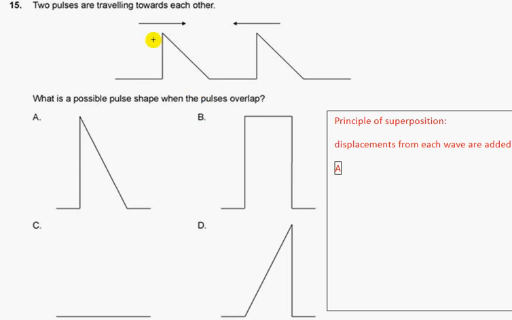Two pulses are traveling toward each other. What is a possible pulse shape when the pulses overlap? When they overlap, they will be identical, and we use the principle of superposition. So the total displacement will be the sum of displacements. So it is doubled. So it is A.